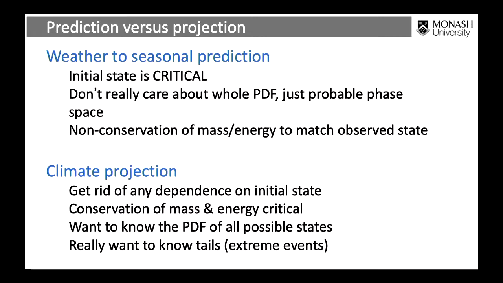In those kinds of systems, we don't conserve mass or energy because we're trying to match the observed state, and the models can't conserve mass and energy if we're forcing them to be in a certain state. Whereas a climate model, when we're thinking of long-term climate simulation, has no dependence on the initial state, so they initialize from some observed or modeled climatology. And in these ones, conservation of mass and energy is critical.